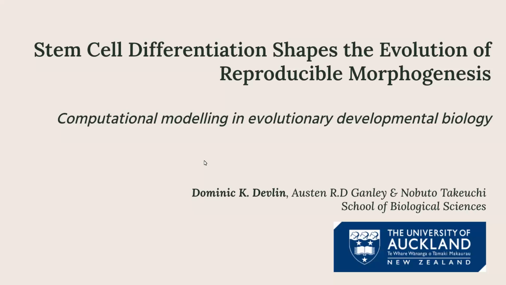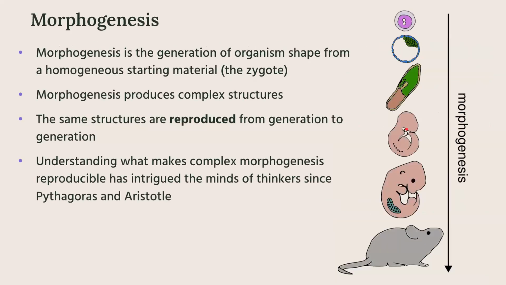Yeah, I'm a PhD student in the Biological Sciences department, and I'm going to talk about how stem cell differentiation shapes the evolution of reproducible morphogenesis. So this is a computational modeling study in the area of evolutionary developmental biology.